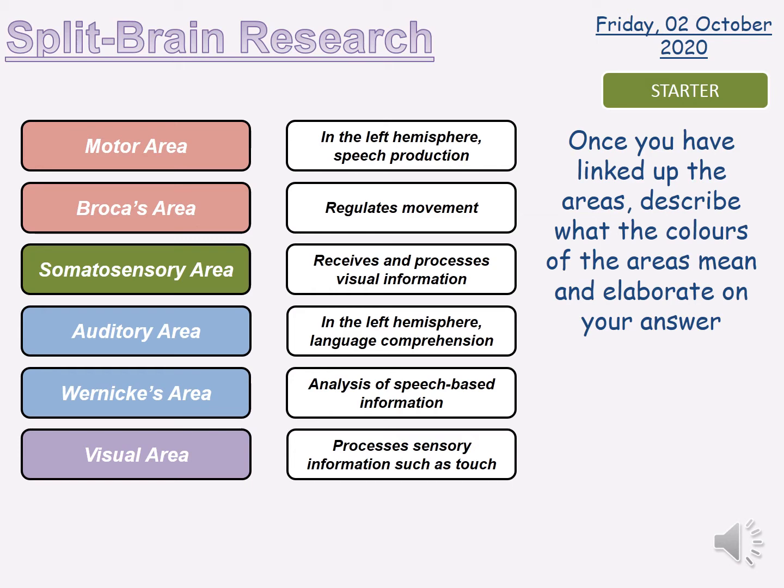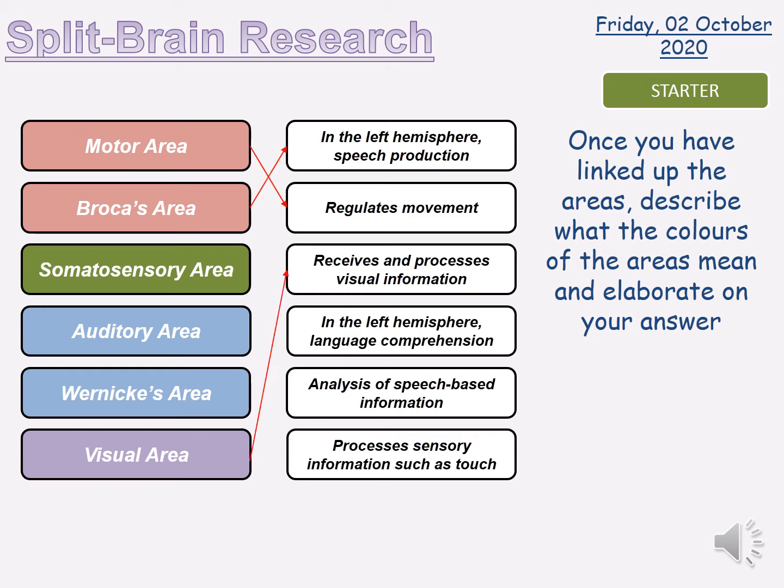Previously, you should have looked at the different areas of the brain. The motor area, Broca's area, the somatosensory area, the auditory area, Wernicke's area, and the visual area. What I'd like you to do for the first part is to note these down and match them to the appropriate definition or function. As an extension, you could consider why the areas have been colour-coded in that way. So please pause the video and then when you are ready, move on to the next slide for your answers.